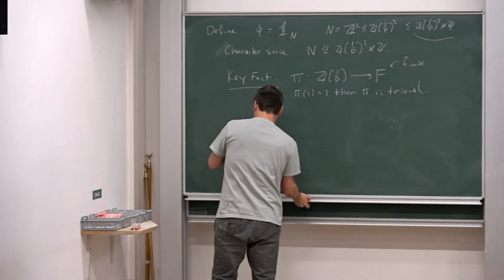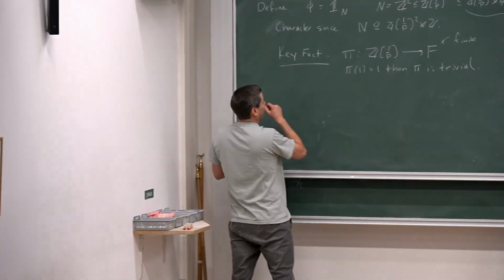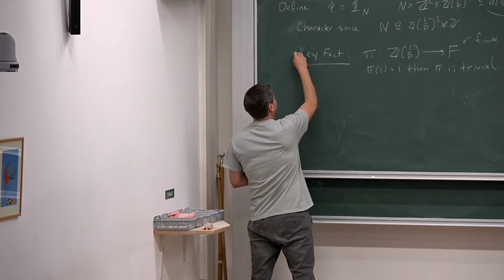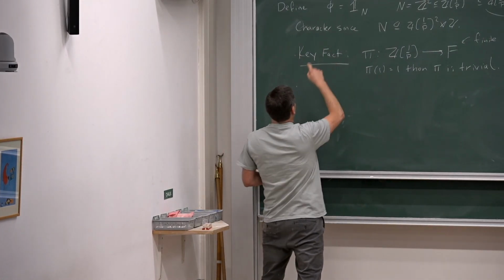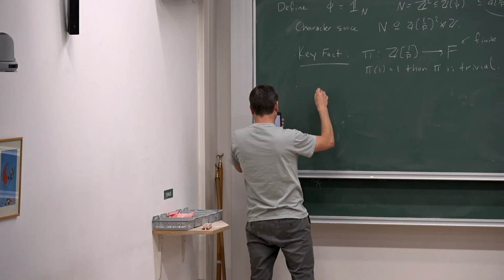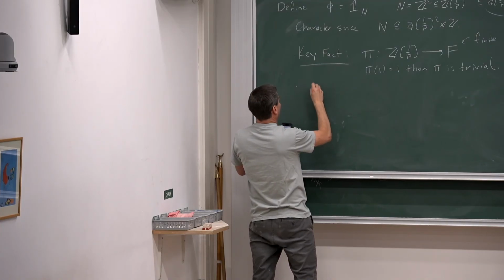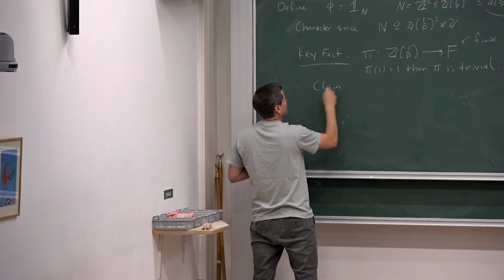Okay, so we'll use that here. That's phi. Okay, so the claim is that that's the bad trace.